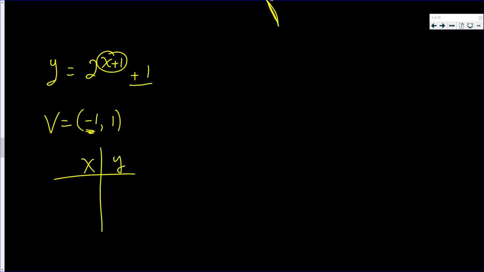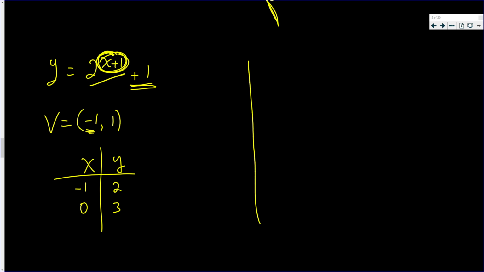Now we play the games with the exponents. When is this power 0? When x is negative 1. 2 to the 0 is 1, plus another 1 is 2. When is this power 1? When x is 0. 2 to the 1 is 2, plus 1 more is 3.